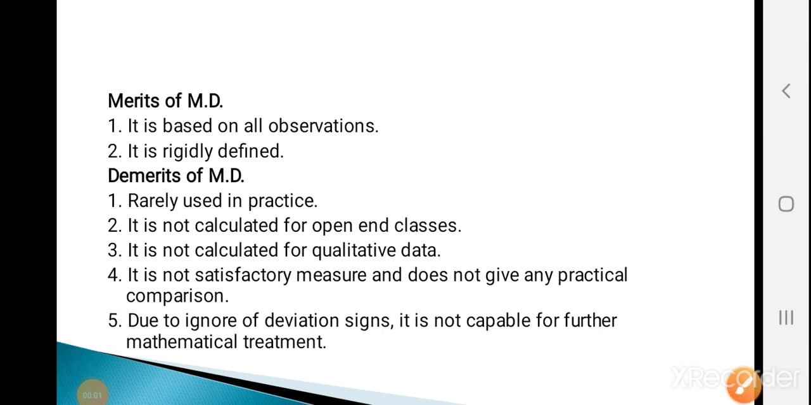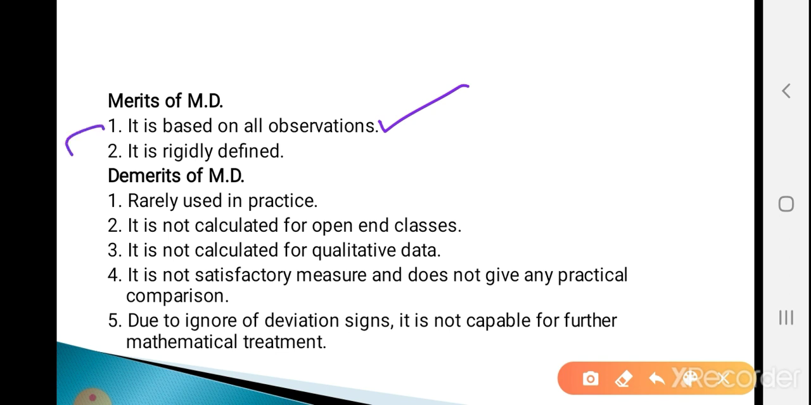Now the last, merits and demerits of mean deviation. First of all, we see what are the merits of mean deviation. The first merit is that it is based on all observations. Yes, it is based on all observations, for ungrouped, grouped and continuous data. Since it is based on all observations, it is rigidly defined, that means strictly defined.